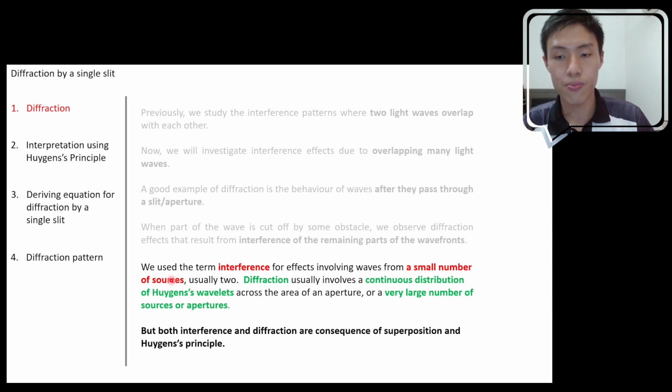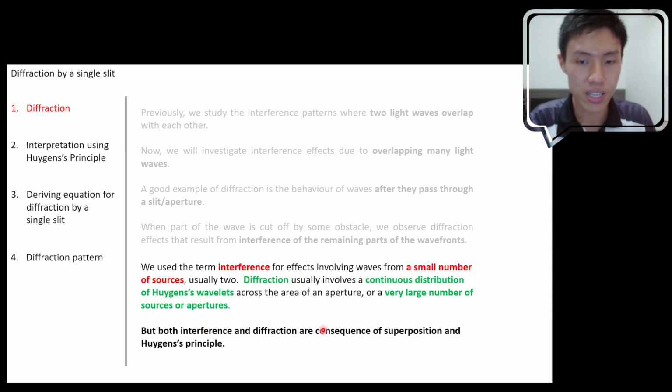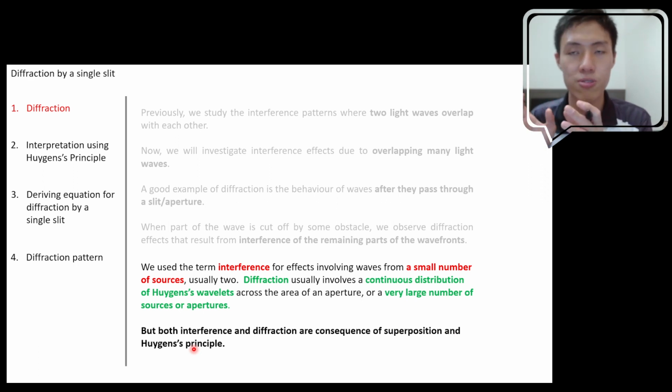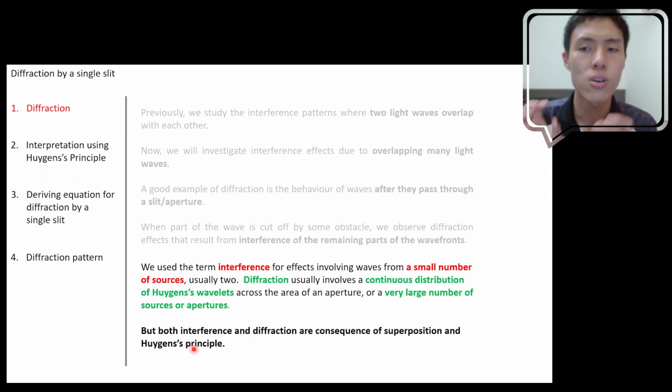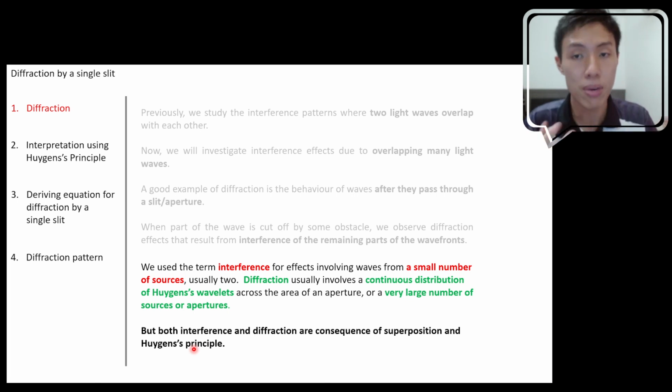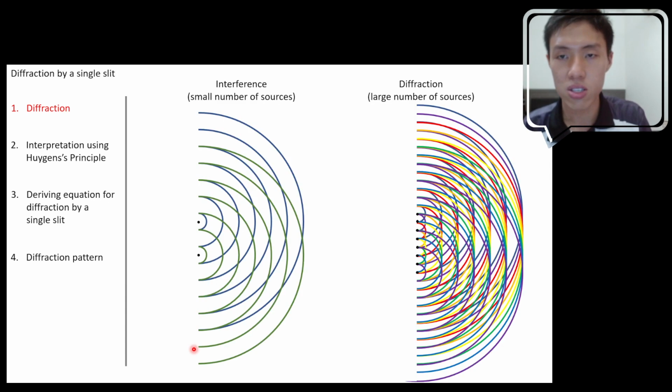Okay, but both interference and diffraction are consequences of superposition and Huygens principle. So the key message that you should take away is that interference usually involves two or a few sources only, but when we talk about diffraction, it's usually a continuous distribution of sources or many sources. Okay, so let's look at a simple diagram to understand the idea.